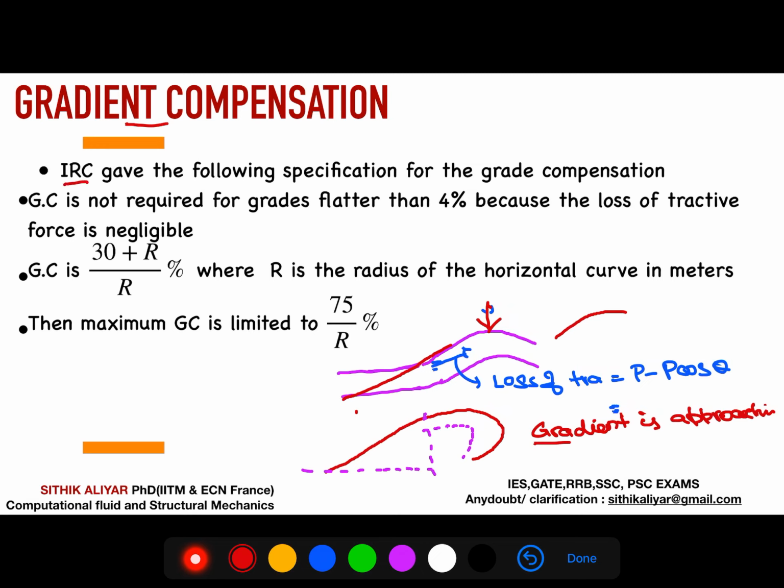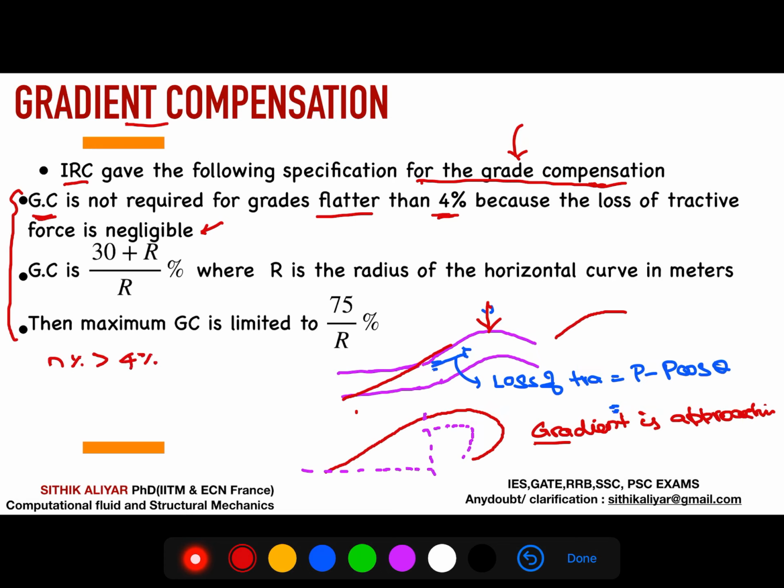So IRC recommends, since there is already a power loss because of the horizontal curve, we need not provide the same gradient; we can compensate some gradient. How much can we compensate? They have provided 3 points. The first point suggested by IRC is for flat, meaning plain topography: grade compensation is not required if the gradient is less than 4%. Because the loss of tractive force is very negligible, if the gradient is less than 4%, there is no need to do any grade compensation. But if the gradient is more than 4%, we have to do the compensation.